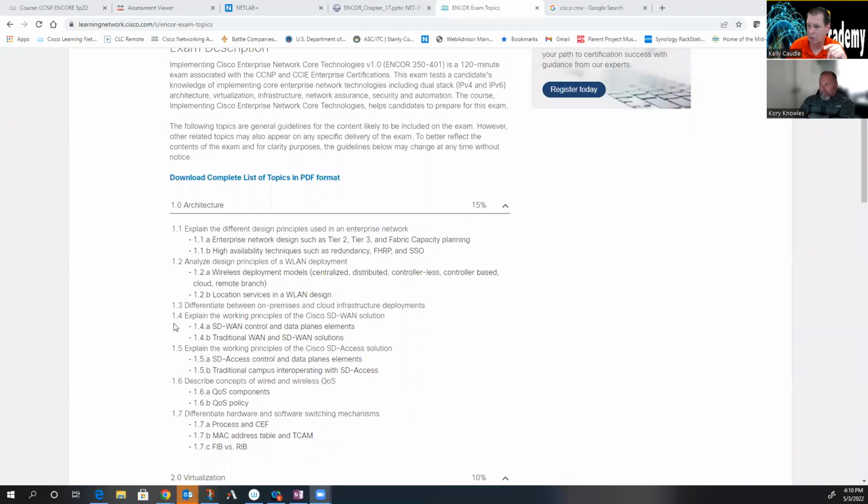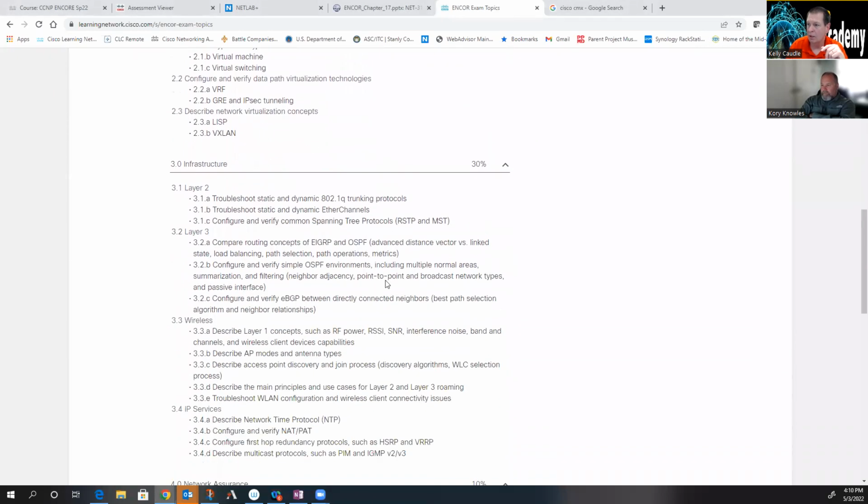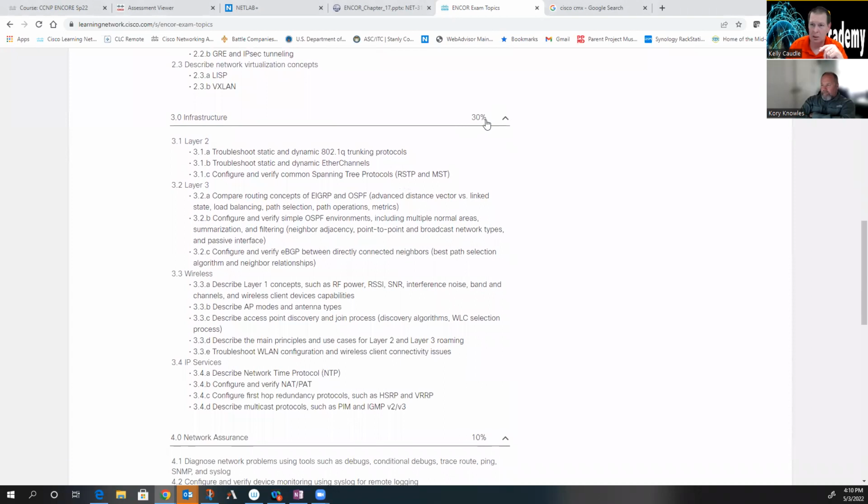One of the things that I noticed is that with the official Cisco training, there's a ton of stuff on wireless. So I want to make sure that you are aware that in the exam objectives, under architecture, 15%, one of the entire items is wireless LAN design. Then down here, this is a big one: infrastructure is 30% of the exam, and there's an entire section that is nothing but wireless.